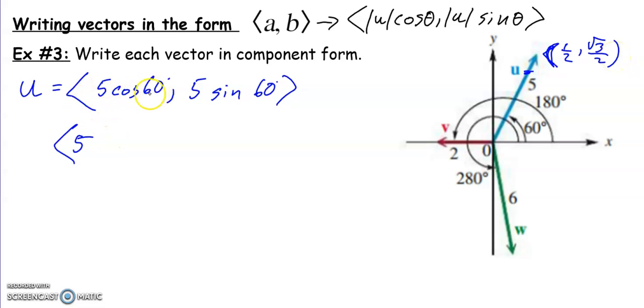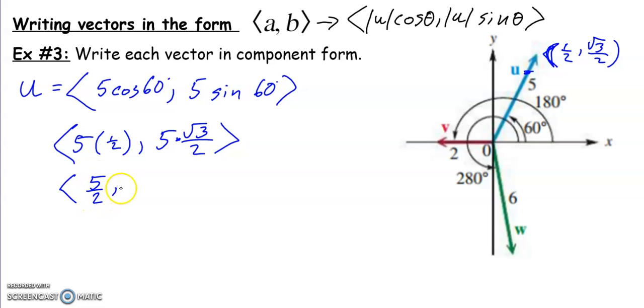So cosine of 60 is 1/2. Sine of 60 is radical 3 over 2. So the A value is going to be 5 times 1/2, which is 5/2. And 5 times radical 3 over 2 is 5 radical 3 over 2. And there is the component form of vector U.